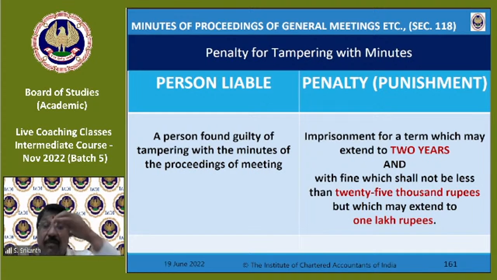Earlier there was a circular. Even that circular is not there now, where they said minutes need not be handwritten. They could be printed out and kept in Kalamazoo files, provided at frequent intervals they are bound. The pages should be serially numbered and every page should be signed by the chairman of that meeting. For general meetings, by the chairman of that meeting within 30 days.